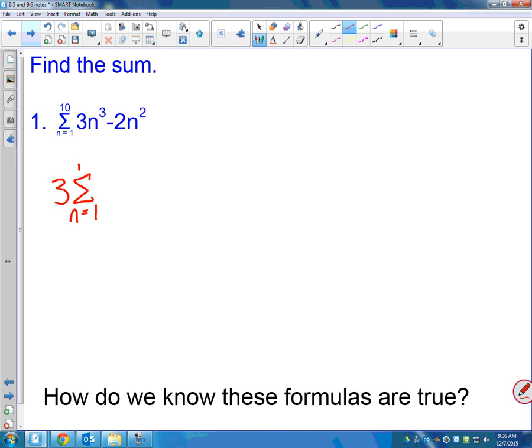Let's say n equals 1 to 10, and then I can write that as n cubed. It's also a property of summations that you can break up addition and subtraction. So I can separate that, so I can take minus 2, right? Because if it's 2 times n squared, I can just take 2 times the summation from n equals 1 to 10 of n squared.